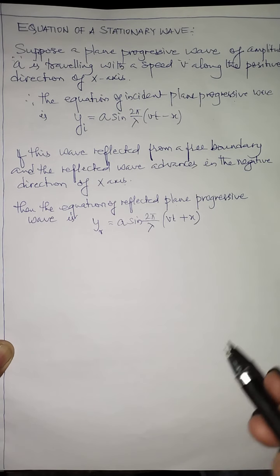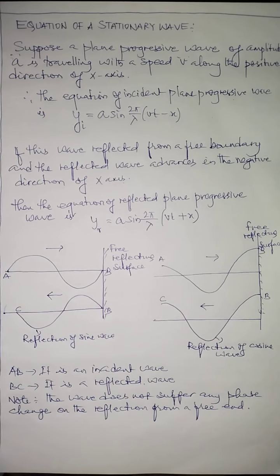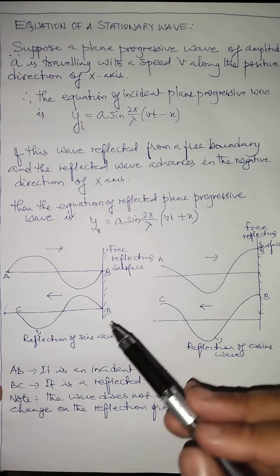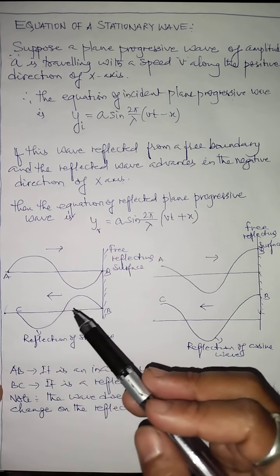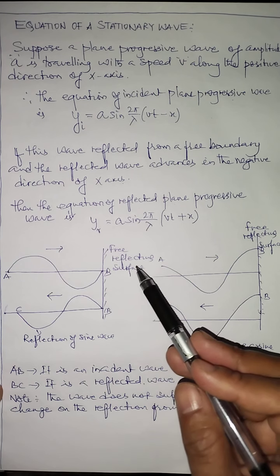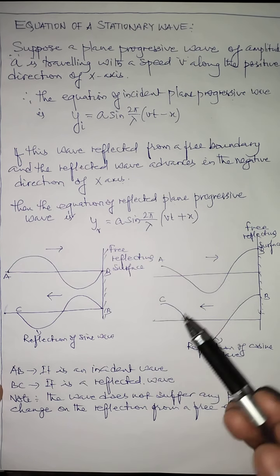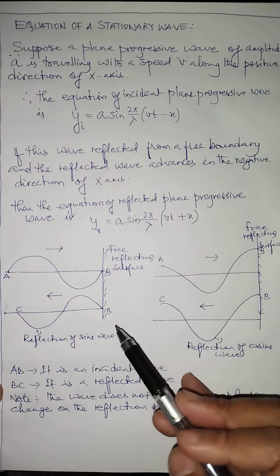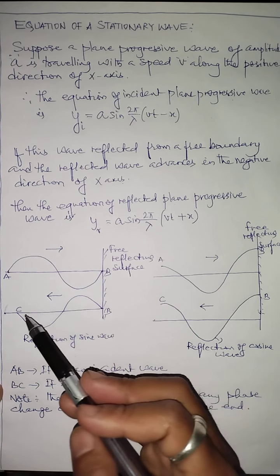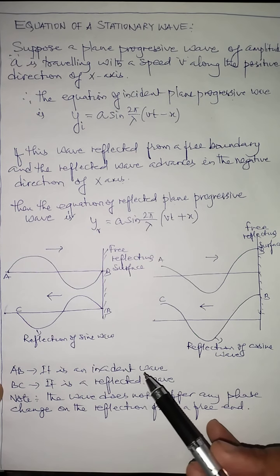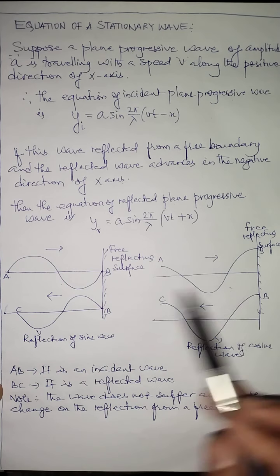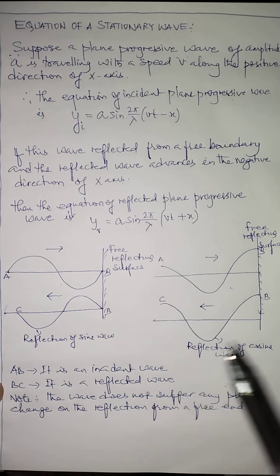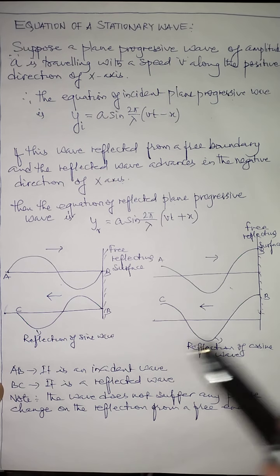Now children, if you look at this diagram which I have already drawn, this is the diagram that explains the plane progressive wave being reflected from the free end, also called the open end. When a wave propagates along a free reflecting surface, that wave gets reflected from the surface. These two diagrams are nothing but diagrams for the reflection of a sine wave and the reflection of a cosine wave, because sine and cosine are two functions which are complementary to each other.